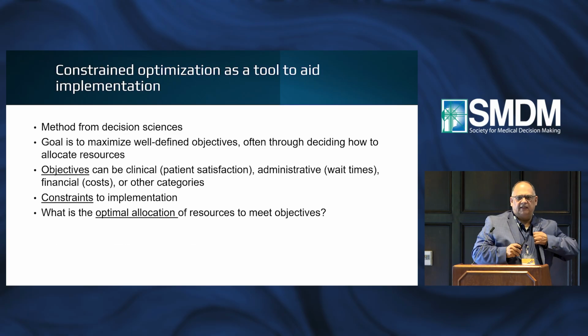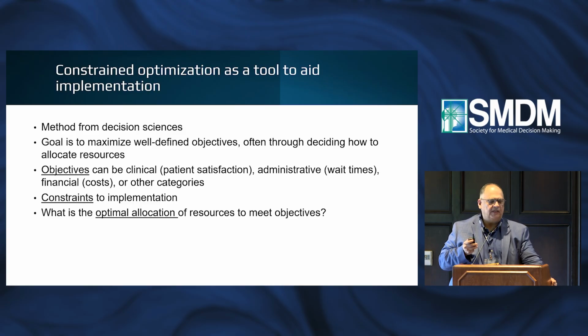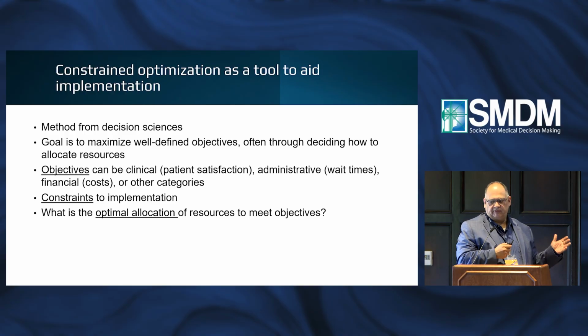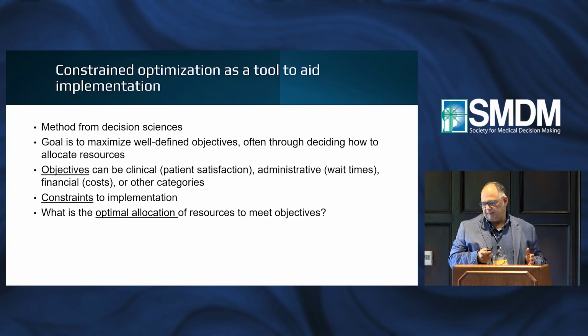So I'm going to take a step back and just talk about a method, and the method I want to focus on is constrained optimization. It's a method from decision science. Its goal is to maximize a well-defined objective or objectives, often through deciding how to allocate resources. The objectives can be clinical, so it might be something like patient satisfaction. It could be administrative. It might be something like wait times. It could be financial, so it could be related to costs, or it could be other categories. And then there are constraints to that implementation. And constrained optimization really asks, what's the optimal allocation of those resources to meet those objectives?